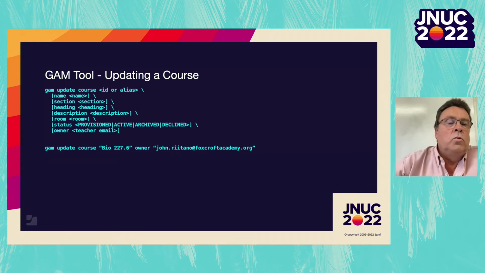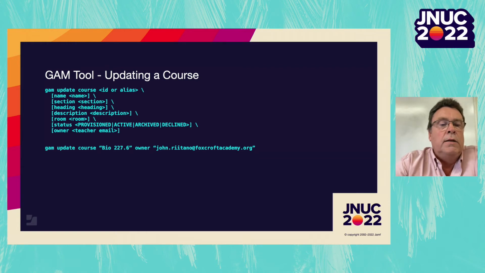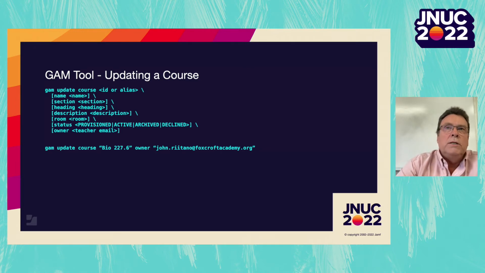The other option that we use in the GAM tool is to update a course. And in this script, the only thing that I really update here is the owner of the course. And the format here is GAM, update, course, the course name, and the owner, the new owner name. Here I'm updating the owner to Mr. Ritano. This is where I probably need to explain a little bit about the different types of users that Google Classroom has.